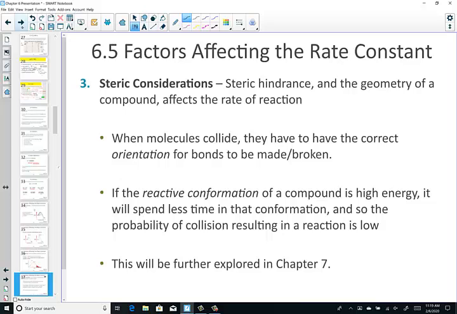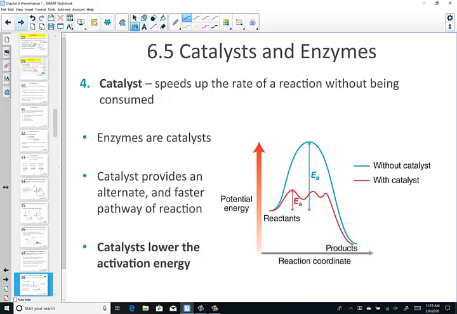As these molecules collide, they have to do so with just the correct orientation in space, just enough oomph to have bonds actually break. So if the reactive conformation of a compound is extremely high in energy, it just spends less time in that conformation. And so the probability of a collision resulting in that type of conformation is quite low. We studied conformational analysis in Chapter 4. We want to alleviate any steric hindrance. So don't rely on a molecule that has to have an unusually high conformational energy to lead to your product.